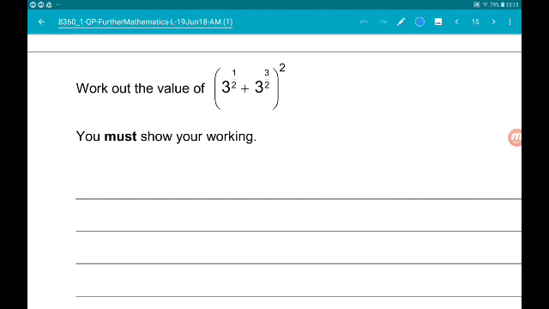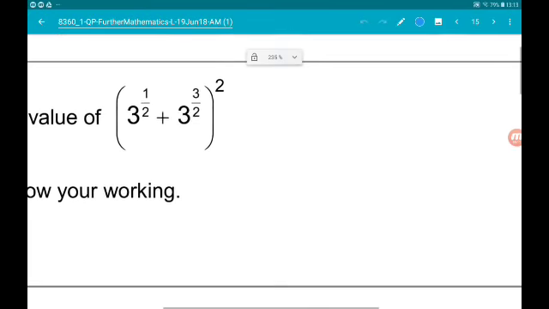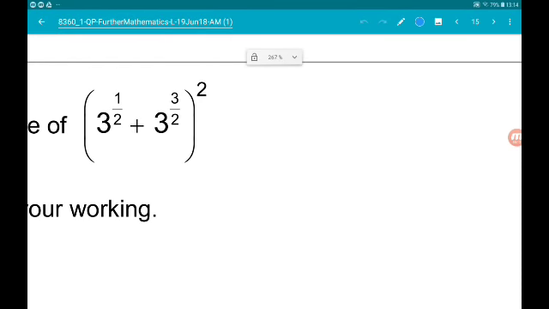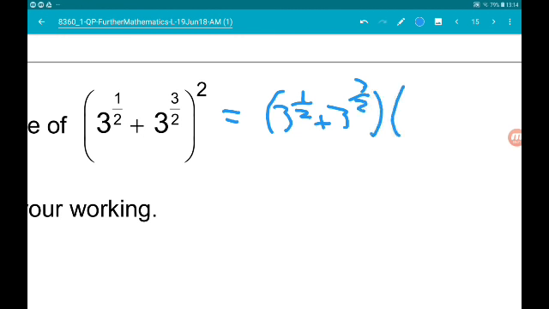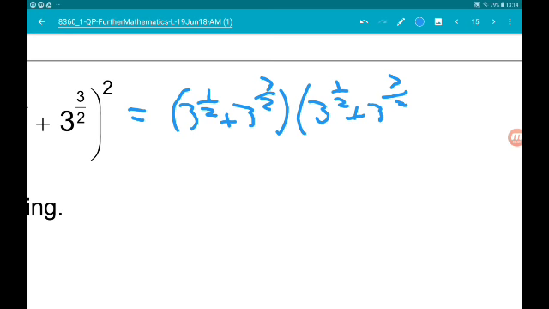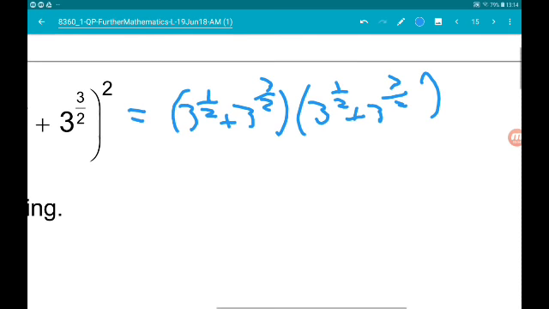Question 14 wants us to work out the value of (3 to the 1/2 add 3 to the 3/2) all squared. So this is double bracket expansion. So this means (3 to the 1/2 add 3 to the 3/2) times (3 to the 1/2 add 3 to the 3/2). So choose a table.